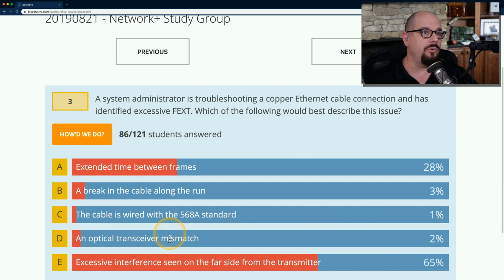Hopefully you did well and knew about far end crosstalk and knew that it was answer E, excessive interference seen on the far side from the transmitter.